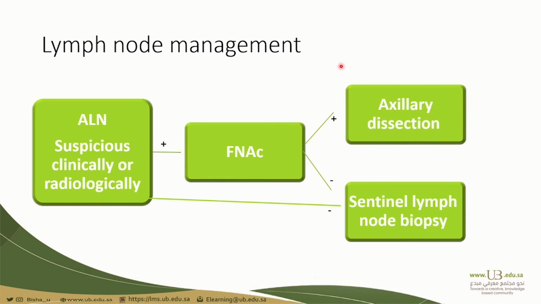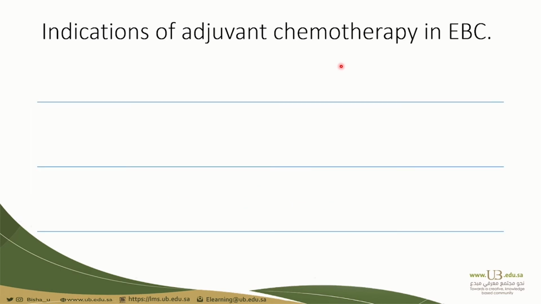Actually, here we have to mention something which is very, very important: not all enlarged lymph nodes are positive for malignancy, and at the same time, not all impalpable lymph nodes are negative for malignancy. That's why we have to evaluate the lymph nodes according to this approach. Now, we finished the surgical approach for patients with early breast cancer. We know the indications and contraindications for breast conserving surgery and for mastectomy.